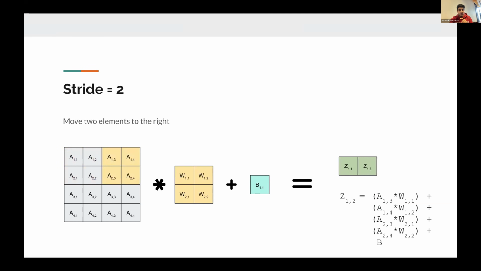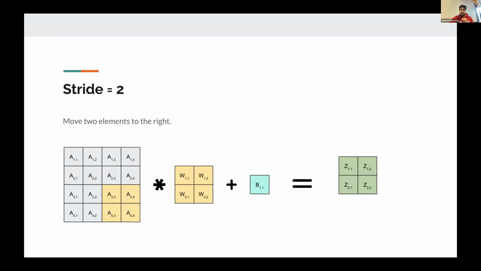So we never covered 1 2, 1 3, 2 2 and 2 3. Instead, we directly jumped to 1 3, 1 4, 2 3, 2 4. Right? And then similarly, we jump 2 down, and then we jump 2 right. And that's it. That's our output map.